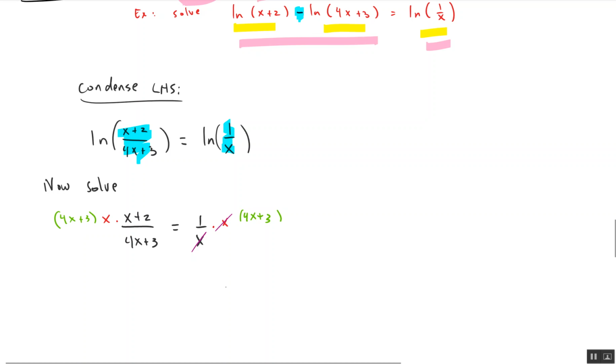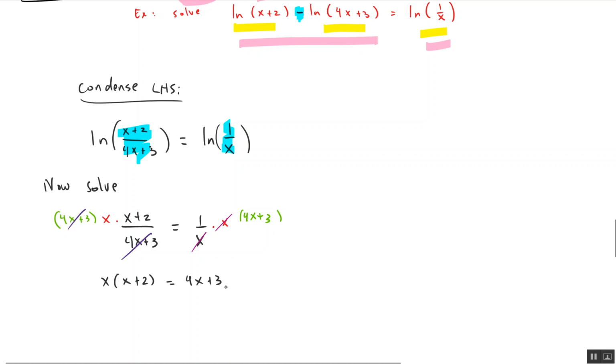Because we see that that cancels this side. So in effect, now we have x times x plus 2 equals 4x plus 3. So really I just got a common denominator and multiplied both sides of the equation by the common denominator. And that's a classic way of getting rid of the denominators in an equation, in a rational equation.